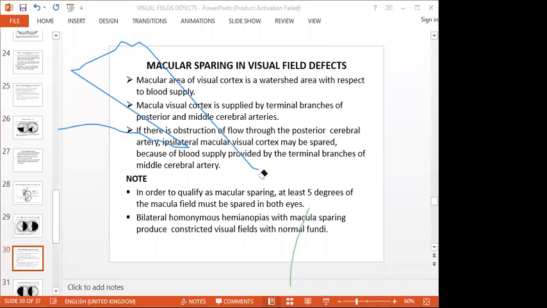Bilateral homonymous hemianopia with macular sparing produces constricted visual field with normal fundi. Normal picture. It's just the macula which is affected.